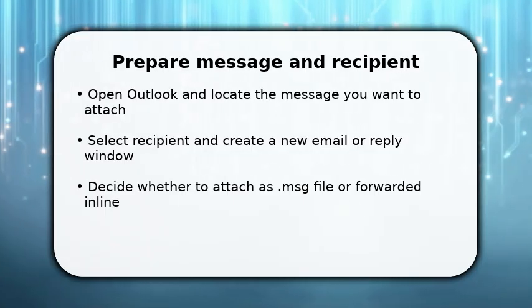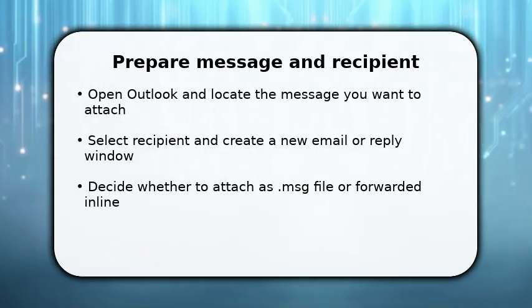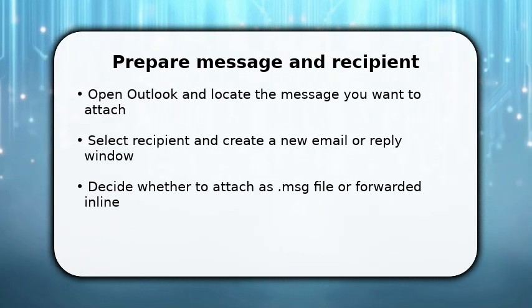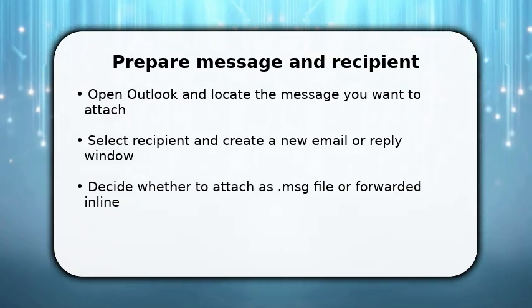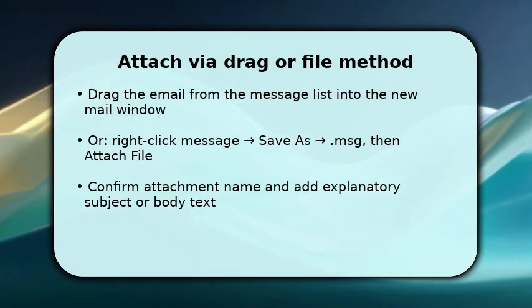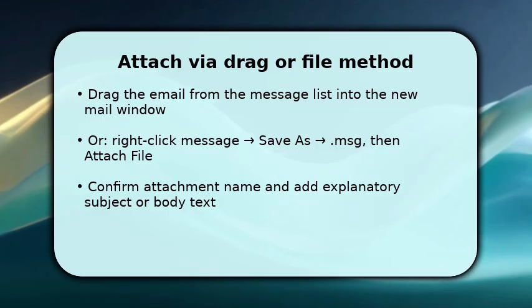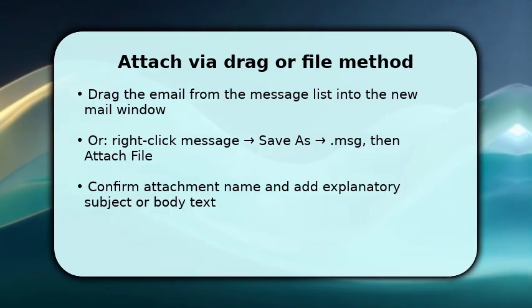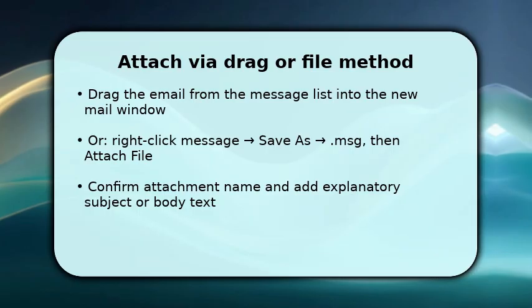Next, position both windows so you can drag or use the attach commands without losing focus. This prevents mistakes. Now you perform the core action. If your Outlook view allows, click and drag the message from the list into the body of the new email. You'll see a MSG icon when it's ready.